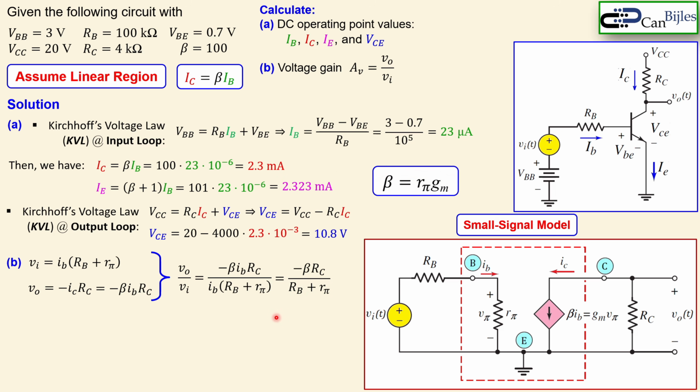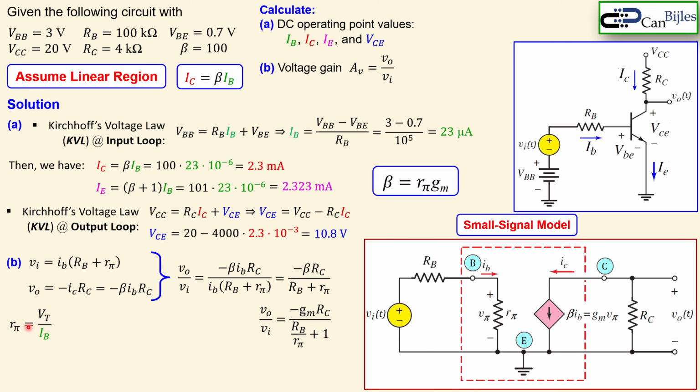But if you want to use GM, you can express it using this relation: beta, which is unitless, is equal to R pi, which has units of ohms, times the GM, which is 1 over ohms, or Siemens. So this product gives you the current gain of the transistor. You can substitute R pi times GM for beta and then divide by R pi in the numerator and denominator, and you will get this expression. It doesn't matter which one you prefer, you will get the exact same result. So using this, we continue.